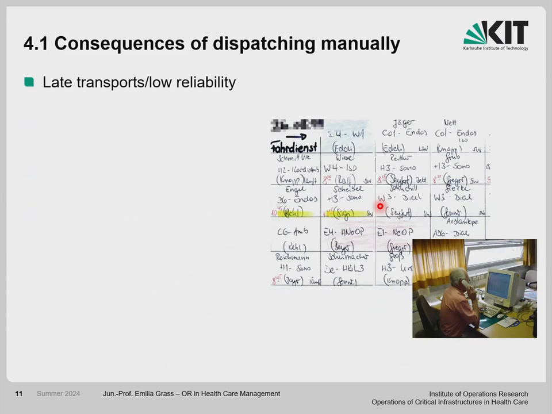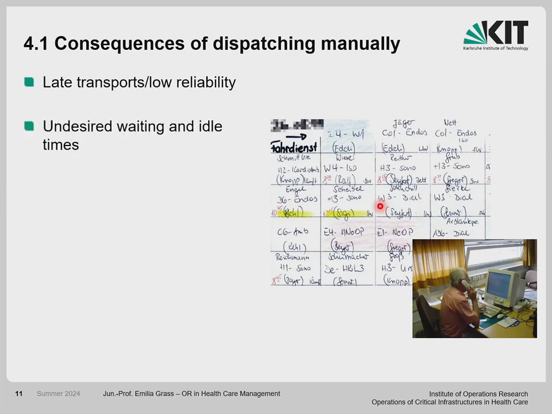And this is an example, a schedule example from around 2006, when they did it manually. So you maybe see the cows already there. And the problem with manual handling is obviously that we could have late transport or low reliability, and no one knows exactly where the transport is, where the patient is, when the transport is where. So because of this manual handling, there's low reliability that the patient will be picked up on time.